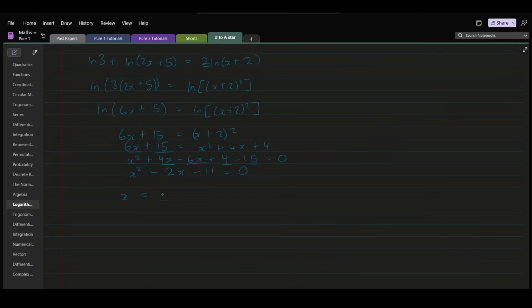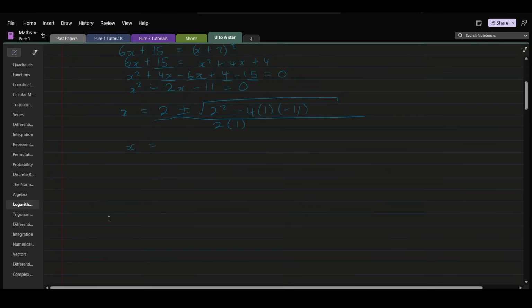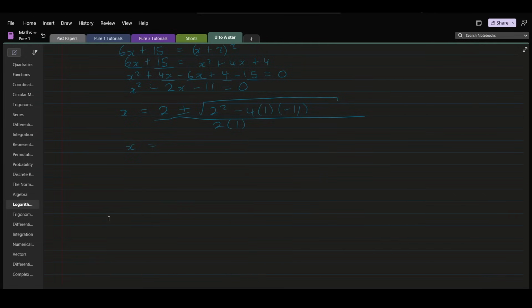So x is equal to minus b, so that's minus minus 2, which is 2 plus or minus the square root of 2 squared minus 4, a is 1, and c is negative 11, and this is all over 2 times a, which is 1. So x is equal to, let's punch this into our calculator, that's 2 plus the square root of 2 squared minus 4 times 1 times negative 11, and this is all over 2 times 1. This gives us 1 plus or minus 2 root 3.